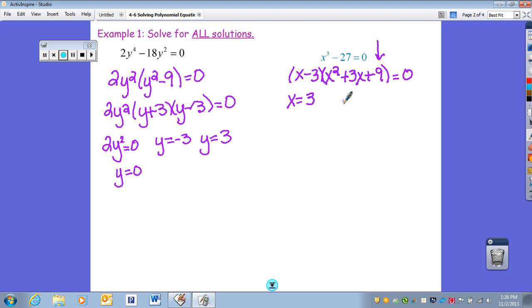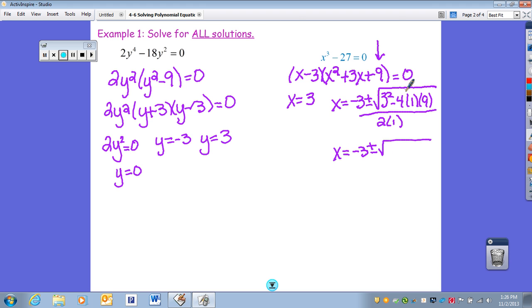This one, we will set up the quadratic formula. So x equals negative b, which is negative 3, plus or minus the square root of b squared, which is going to be 3 squared, minus 4 times a, which is 1, times c, which is 9, all over 2 times a, which is 1. So we have x equals negative 3 plus or minus the square root. 3 squared is 9, and then 4 times 1 times 9 is 36. So we have 9 minus 36, which gives us negative 27, and that's all going to be over 2.